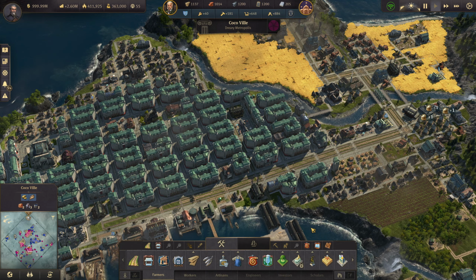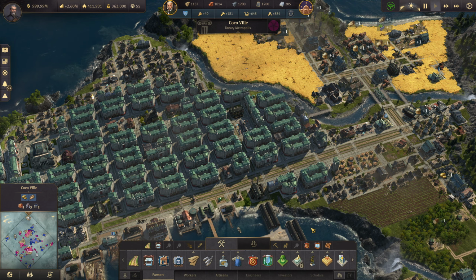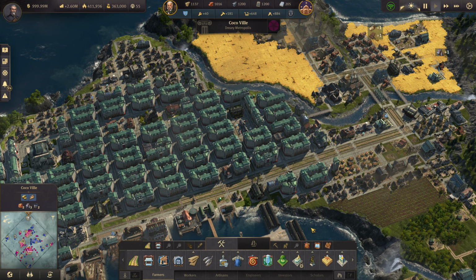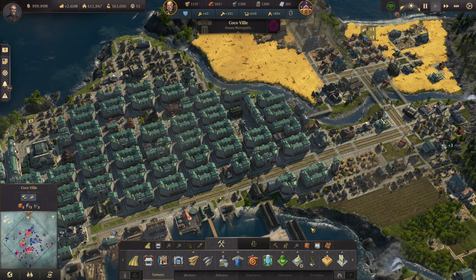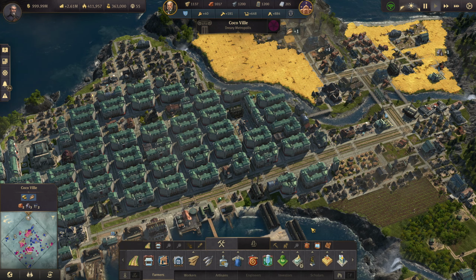What causes city incidents in your cities? How can you decrease the chances of incidents? And how can you get rid of city incidents completely from certain islands? Let's have a look into this.